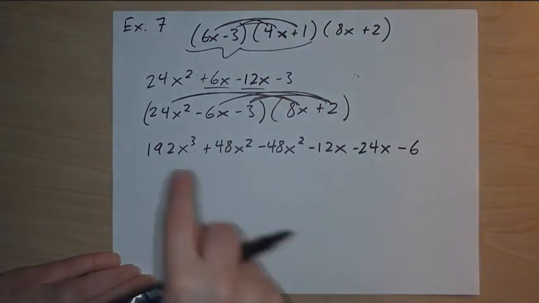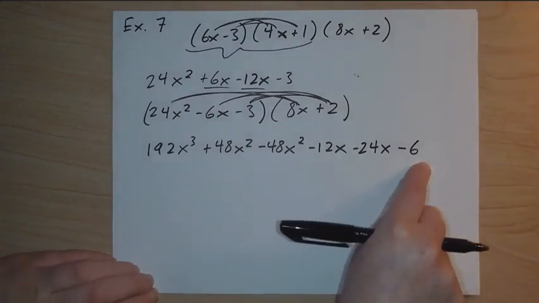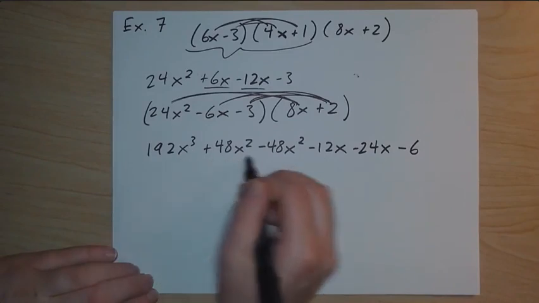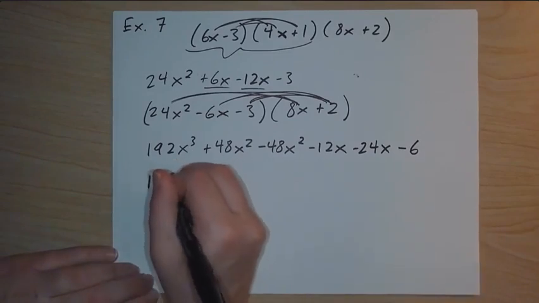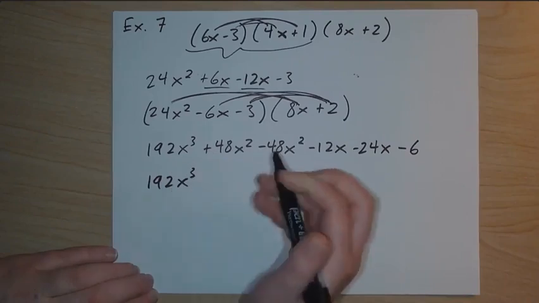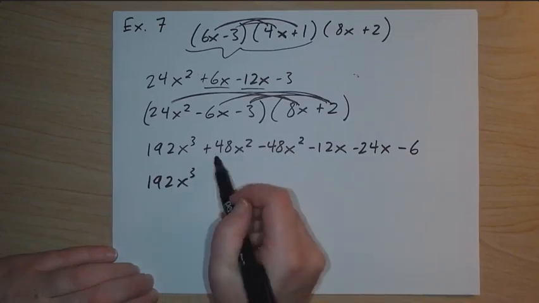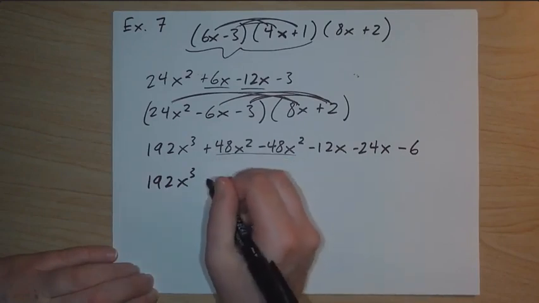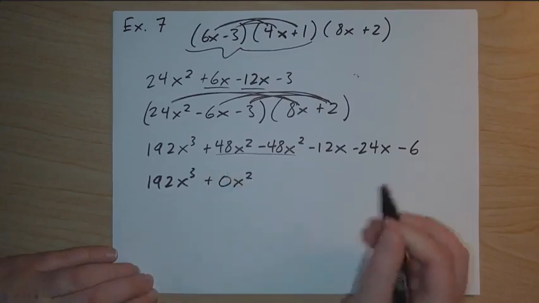So we have this long summation here. We're going to simplify it by adding our like terms. So 192x cubed, there's no other x cubes in here, so 192x cubed stands alone. We have x squared, 48 minus 48. This just cancels to 0. I'm just going to put it as a placeholder though, that this is 0x squared. You could leave it out.